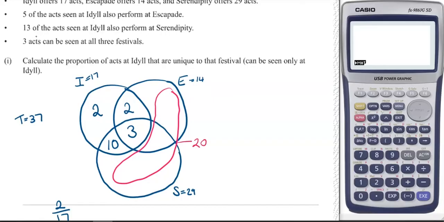Now, looking at the Escapade number, that circle has to make 14, but we've already got 5 there. So this section in here would make 9. And then looking at the Serendipity bubble, we've got 29 here, but there's 13 already taken care of. So this bubble here makes a 16.